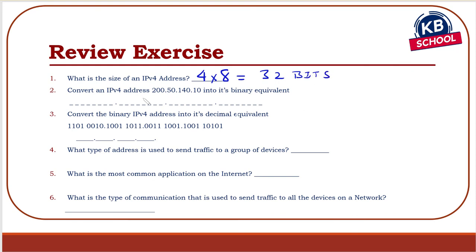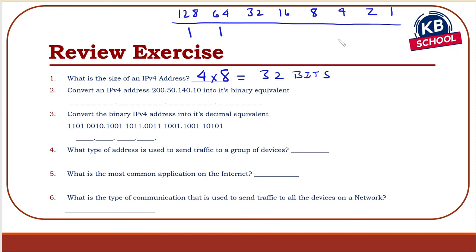Convert the IPv4 address 200.50.140.10 into its binary equivalent. How would I do it? Again, I'll put my magic table over here. Now, if I want to write 200, how would I write it? I would have a 128 and a 64 in it. That would give me 192. And 192 plus 8 would give me my 200. So the rest of the bits will be zeros.